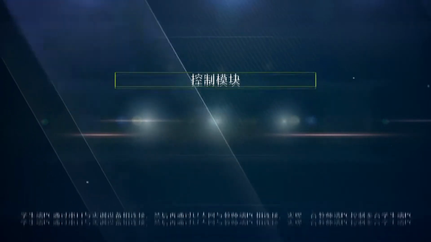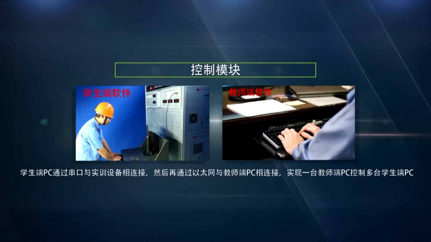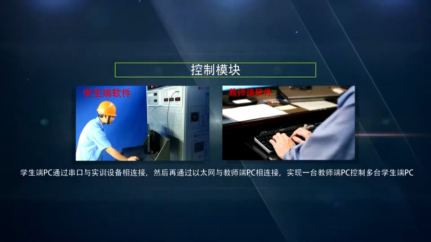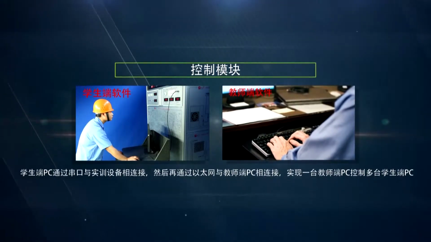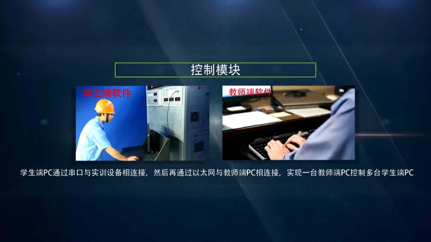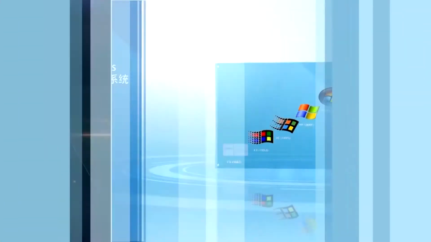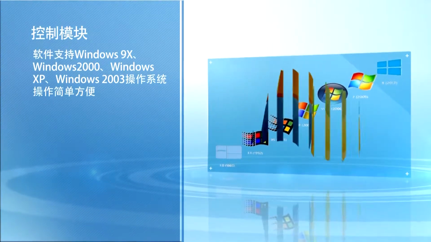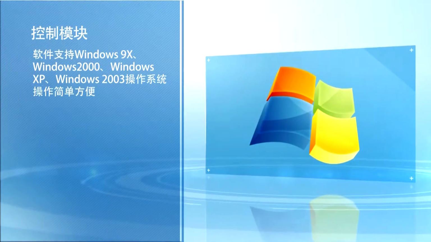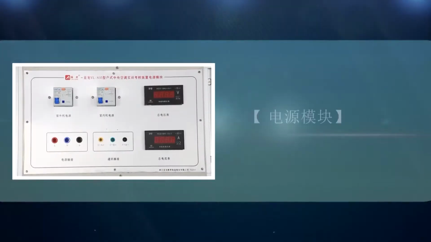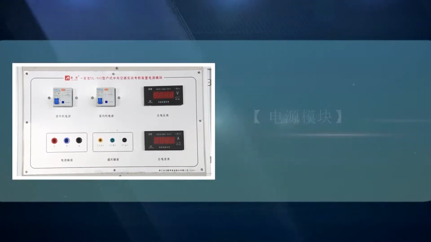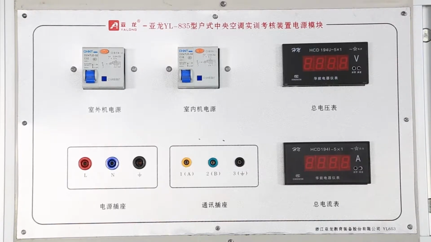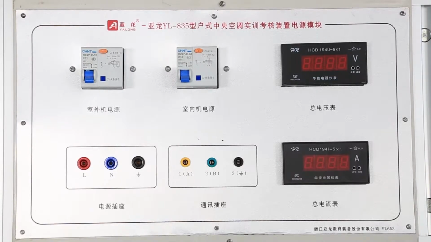The system consists of students' software and teachers' software. The student's PC is connected to the actual training device through the serial port and then connected with the teacher's PC via Ethernet, so as to realize the PC control of multiple students. Software support: Windows 9X, Windows 2000, Windows XP, Windows 2003 operating systems. Power supply module. The power supply of the outdoor unit and the power of the indoor machine are 2 separate power sources, and the current of the whole machine is shown in the ammeter.